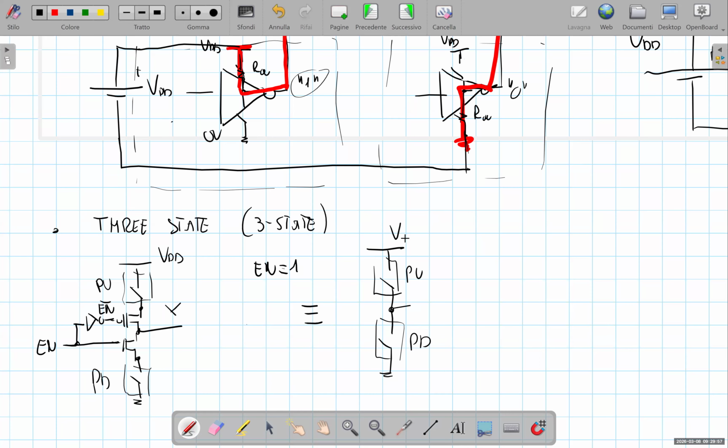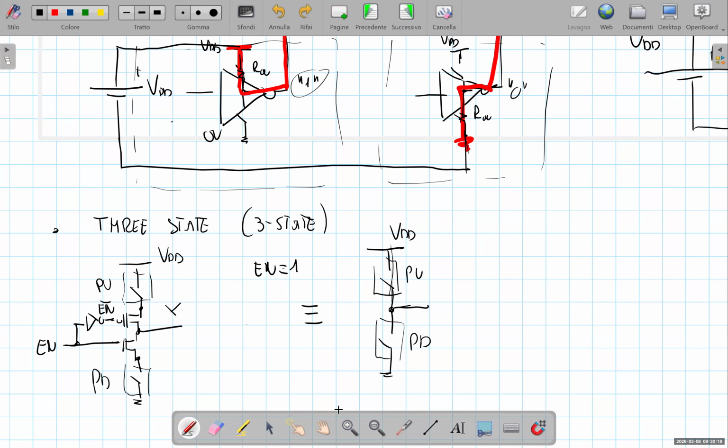And it provides a good connection either to the supply at the high logic level or to ground at the low logic level, exactly as it happens for the totem pole gate, for the standard CMOS gate.